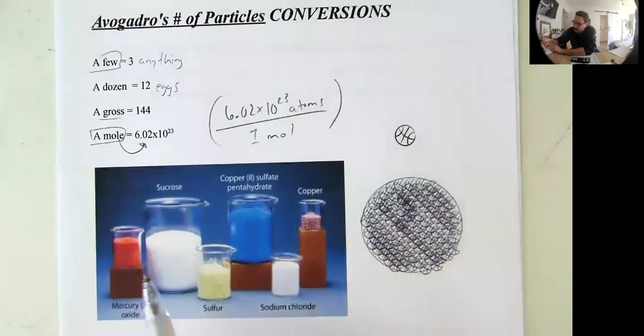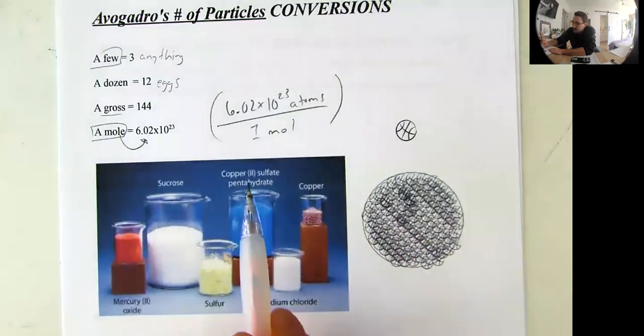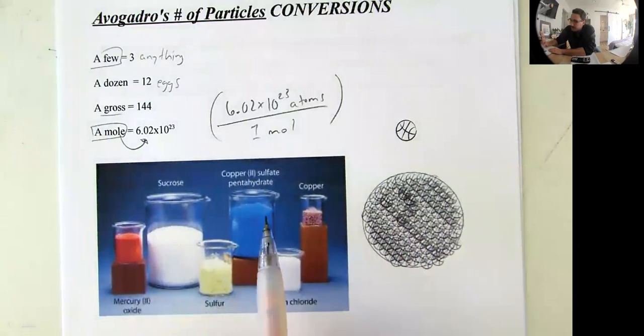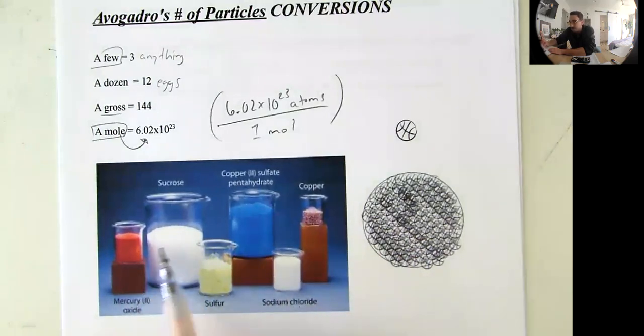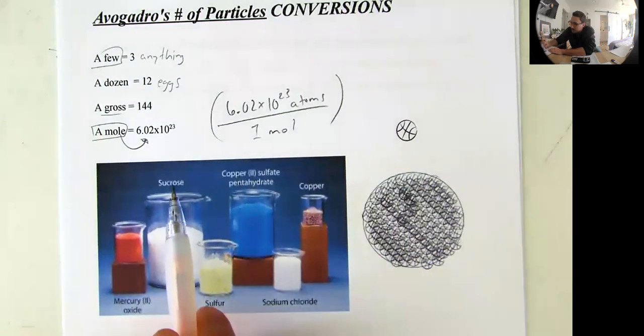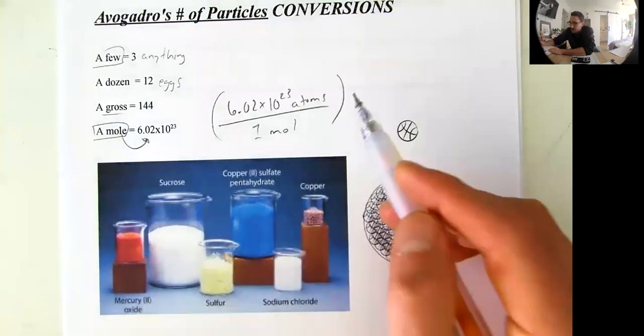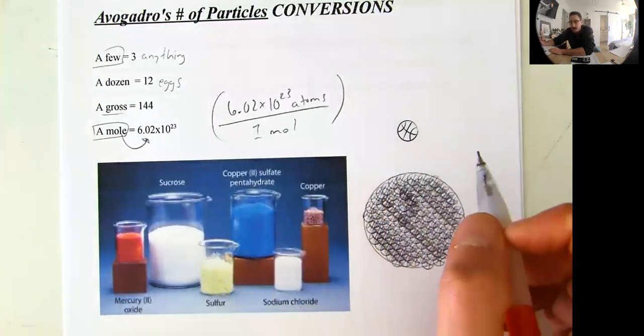Okay, so these are examples of different substances. This is mercury 2 oxide. This is sucrose. That's just sugar. Here's sulfur. Has a yellowish color. Copper 3 sulfate pentahydrate. It's this blue powder. Copper pellets. And sodium chloride, good old table salt. You can see the crystals that make up most of these ionic compounds, with the exception of copper being the metal and sucrose being the covalently bonded molecule. But you can see that there's crystals, but you can't see the individual atoms. And that's why we have a number that's just so big so that we can count the individual atoms.